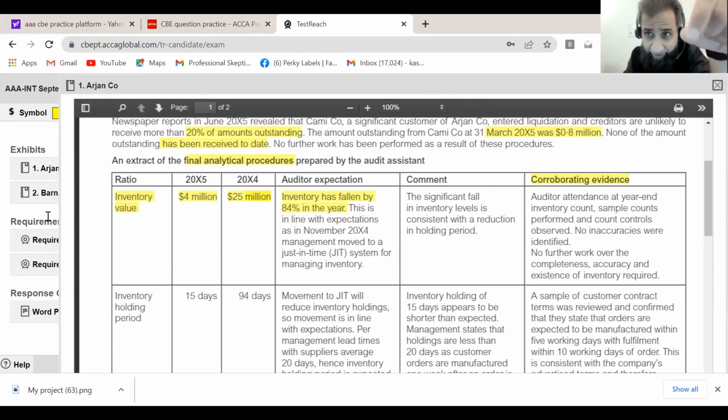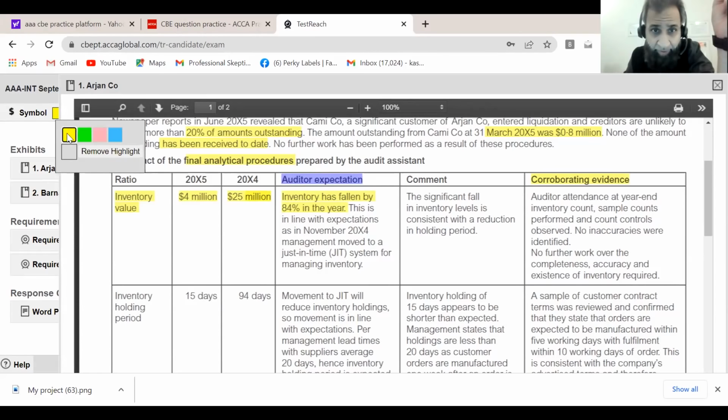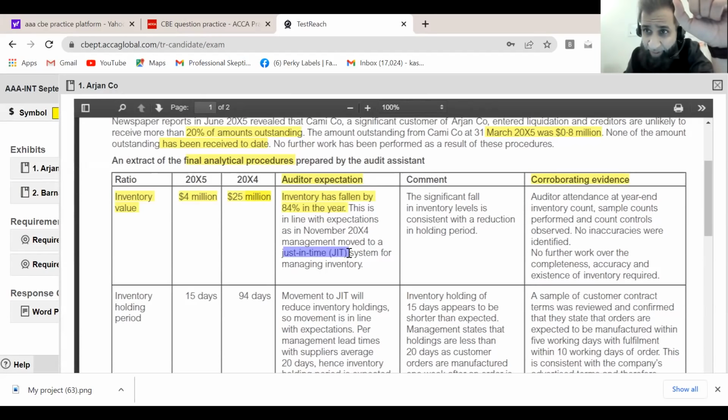This is what the auditor is telling us, right? This is not management. This is the auditor, so please don't criticize the auditor here. This is in line with the expectation, as in November 20x4, the management moved to a just-in-time inventory system. If the management has moved to just-in-time inventory, will that reduce the value of inventory you have on hand? Is that correct? Definitely. This is the conclusion of the auditor, not of the management.